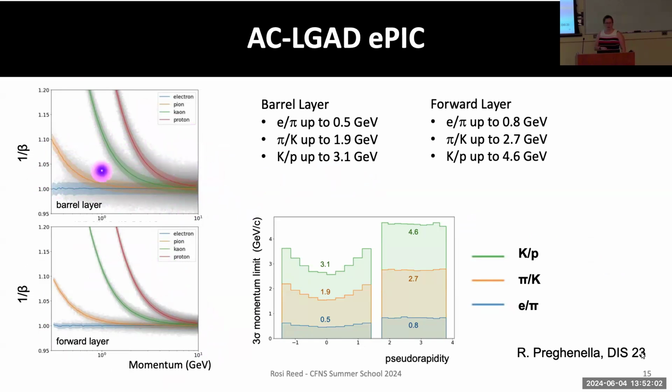So for instance, you could distinguish electrons here in blue and pions here in orange up to about 0.5 GeV in the barrel layer and up to about 0.8 GeV in the forward layer. And so on. If you want to distinguish kaons from pions, you can see that the green and the yellow overlap over here. So this just shows versus pseudorapidity the 3 sigma separation that you can get versus momentum. And you can see the various cutoffs in terms of this distribution.